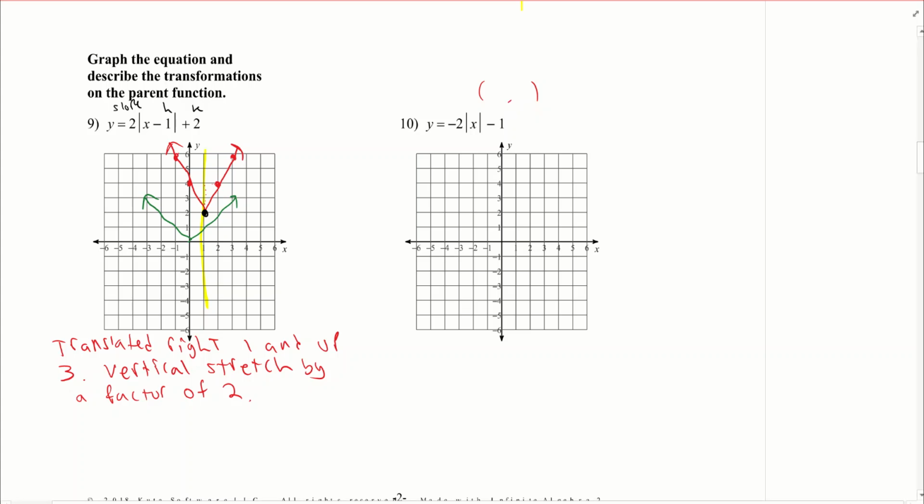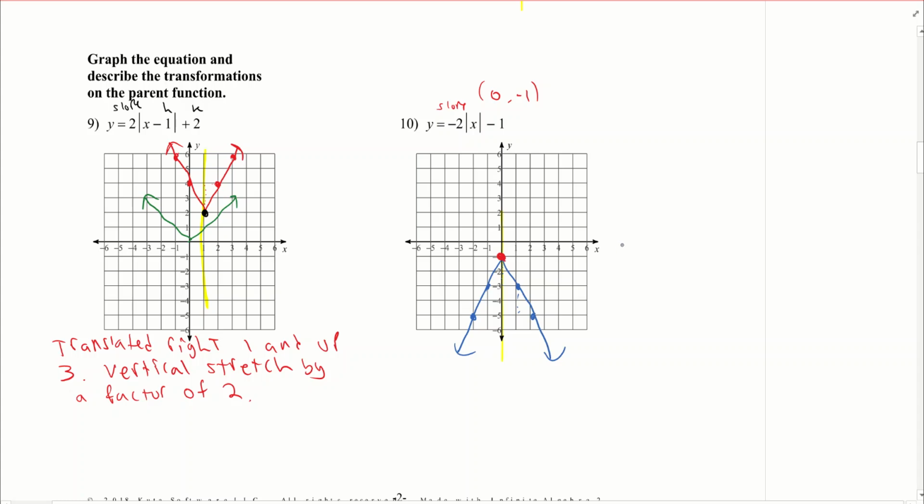So the X coordinate of the vertex is 0, the Y coordinate of the vertex is -1, and the slope is -2. So we're going to 0, -1, right? And we're doing a slope of -2, which means we're going down 2 over 1, down 2, right 1. And then, knowing that these are symmetric, we're going to get the other side like this. And that's what that one looks like.